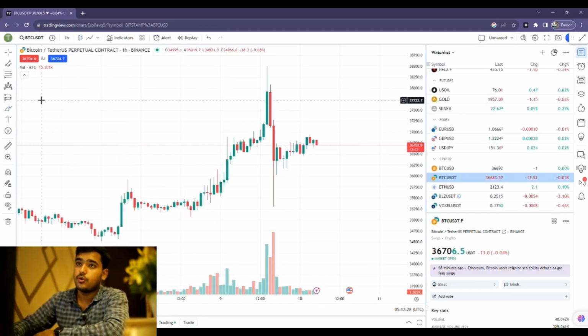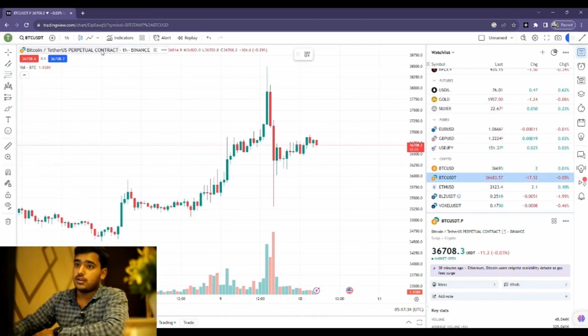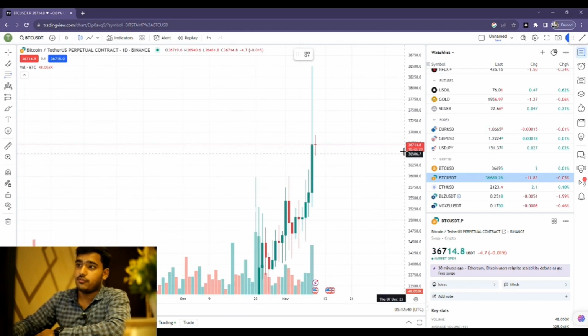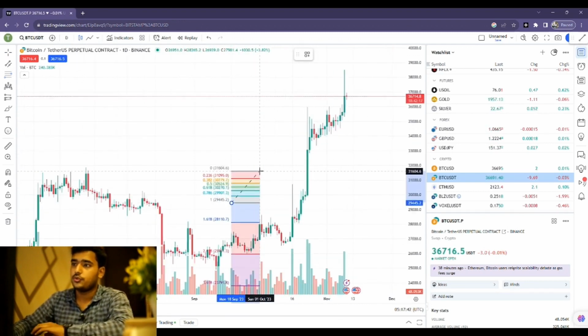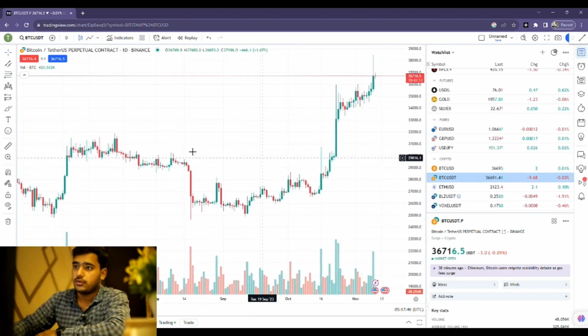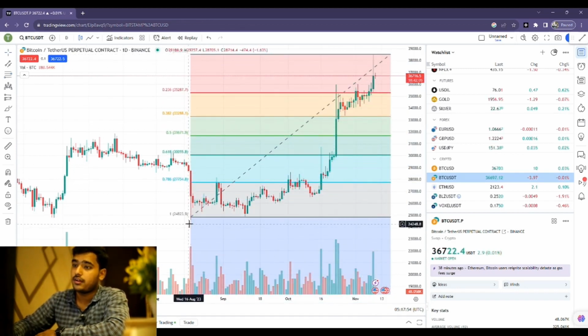So just below the trend line section, we have a Fibonacci level. How Fibonacci level works: if you are a level to level trader, then Fibonacci basically works best for you. Let me just show you how you can draw the Fibonacci level. So there you go. As you can see, we have the bottom here, and this market to the top.